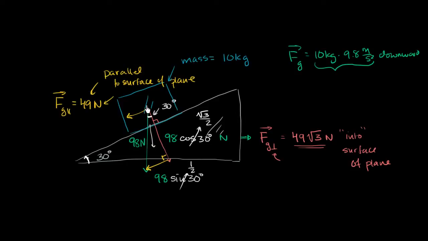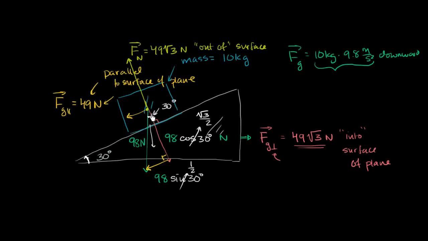And that force, you might guess what it's called. So the wedge is exerting a force just like that. It's going to be 49 square roots of 3 newtons, because this right here is 49 square roots of 3 newtons into the surface, and so this is 49 square roots of 3 newtons out of the surface. And this is the normal force.